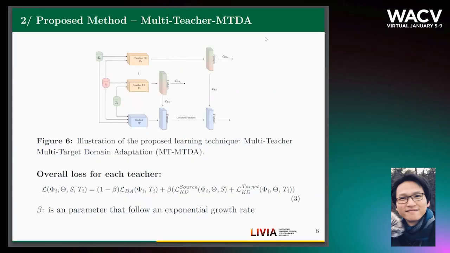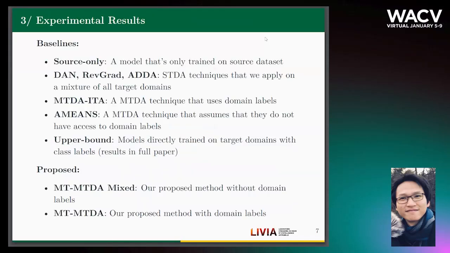So overall, the loss for one teacher is defined as a domain adaptation loss and also the source and the target distillation loss for the student. We introduce the beta parameter, which follows an exponential growth rate and gradually transfers the importance from domain adaptation to knowledge distillation. Since in the beginning, the difference between the features of the student and the teacher is very small because they both start from pre-trained weights of ImageNet.